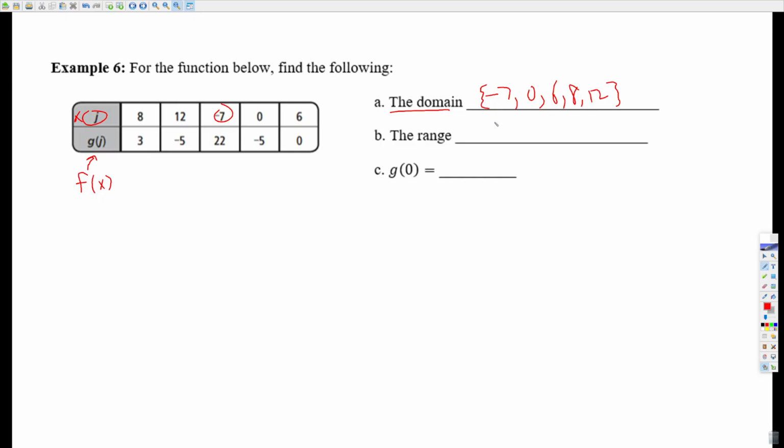Range is the other row. Be -5. You don't have to write -5 twice. Just once is sufficient. 0, 3, 22.